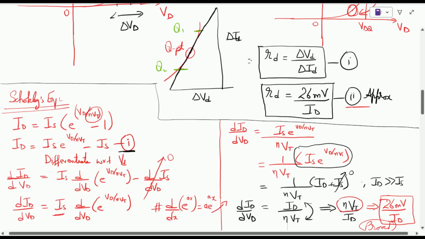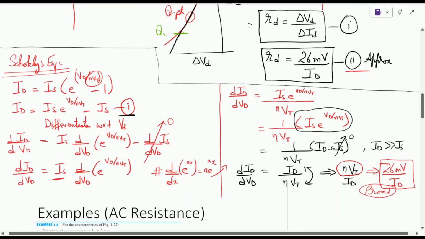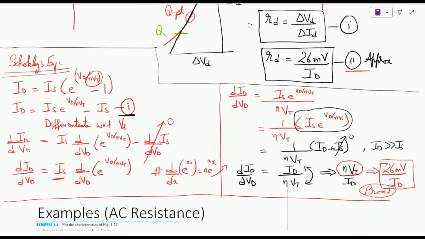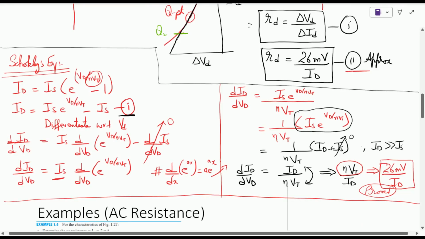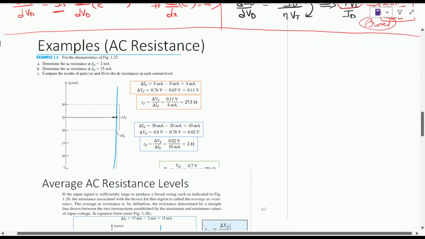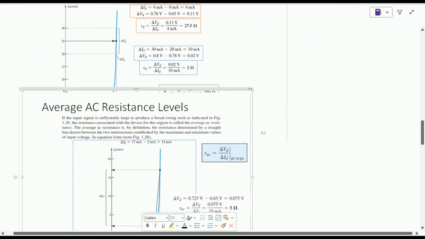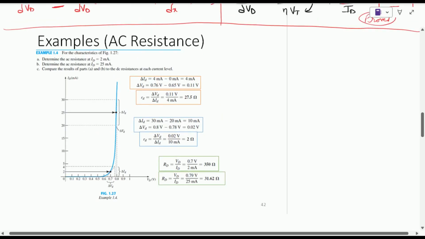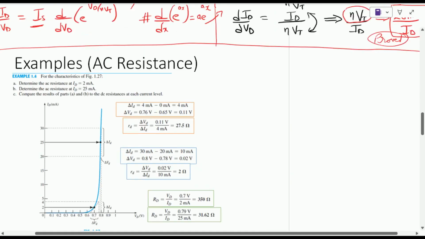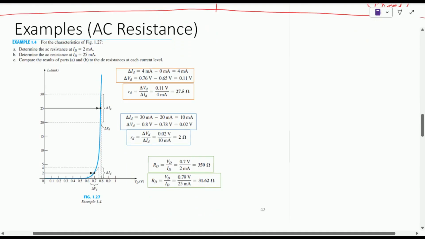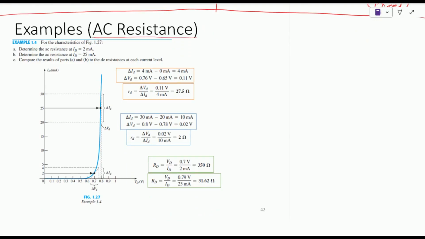So again we have the liberty of utilizing both sets of equations. Now let us look at an example and see how we can use these two equations to find the unknowns. So let me zoom in so we can see the example clearly. In this example we have been asked to find the AC resistance of the system in the first case, when the current is at a low value of 2 milliamps. In the second case, the current is at a higher value of 25 milliamps. And in the third part, it asks for the comparison if we had a DC source rather than the AC source.